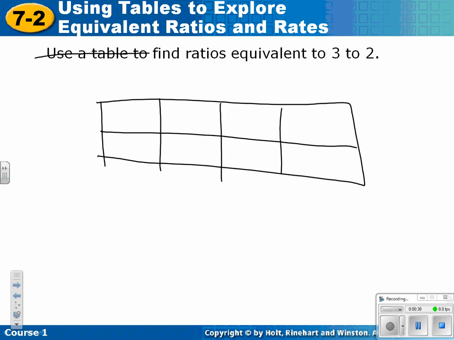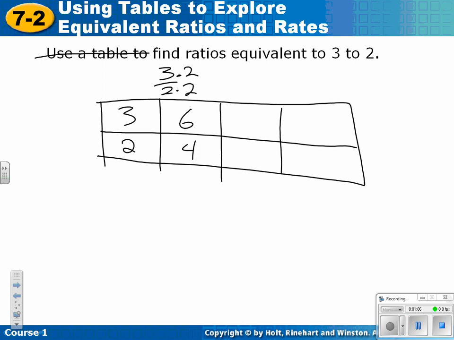And the other thing is I want you to find at least 3 equivalent ratios. Okay? So the first one is 3 to 2. Give me an equivalent ratio, 3 to 2. 6 to 4. Now notice, with 6 to 4, all we did was we took this ratio, 3 to 2, and we multiplied top and bottom by 2 to get 6 to 4.